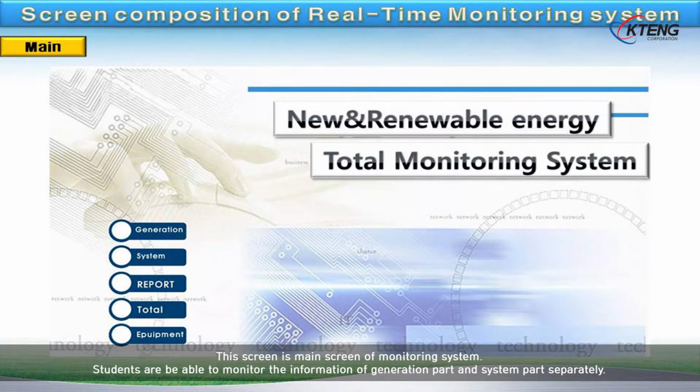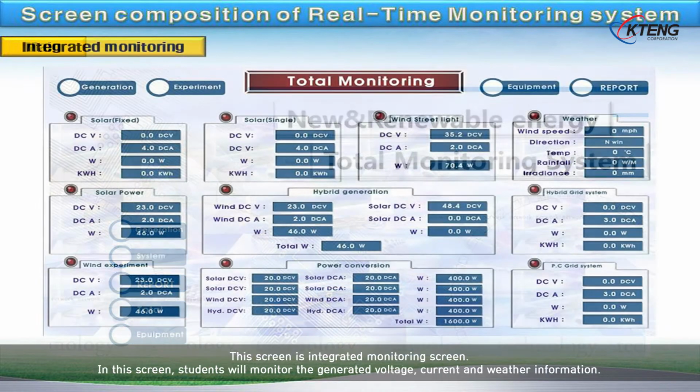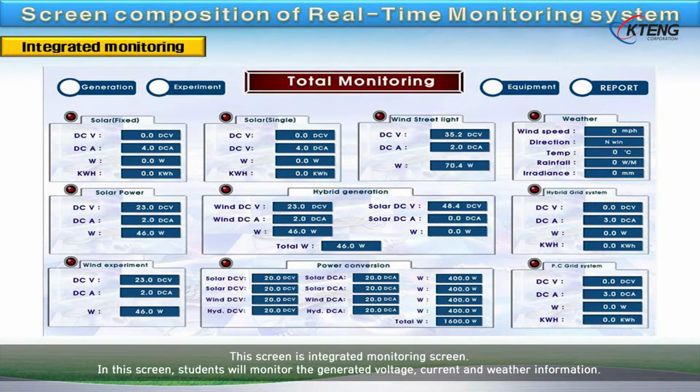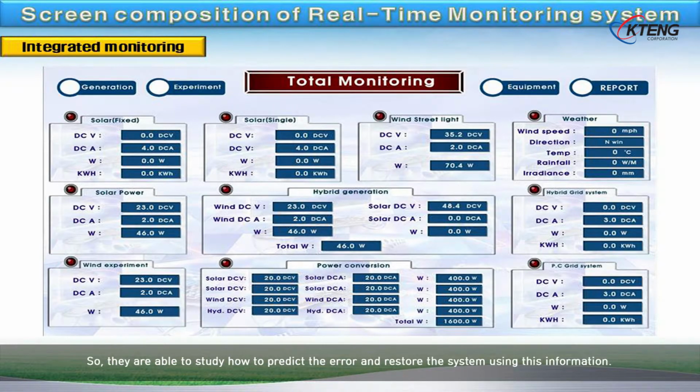This screen is the main screen of the monitoring system. Students are able to monitor the information of the generation part and system part separately. This screen is the integrated monitoring screen. In this screen, students will monitor the generated voltage, current and weather information. So, they are able to study how to predict errors and restore the system using this information.